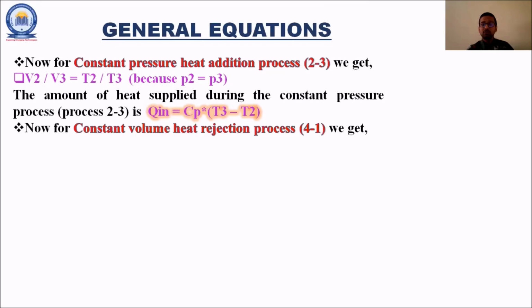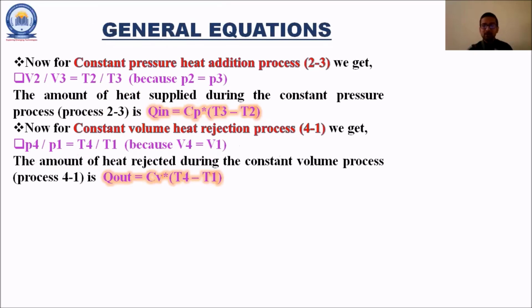Similarly, for the constant volume heat rejection process, that is process 4 to 1, since the volume remains constant, I can write this equation: P4 by P1 is equal to T4 by T1, because the volume V4 is equal to V1. Now the amount of heat rejected during the constant volume process, that is process 4 to 1, Q out, is equal to Cv times the higher temperature minus the lower temperature, that is T4 minus T1.